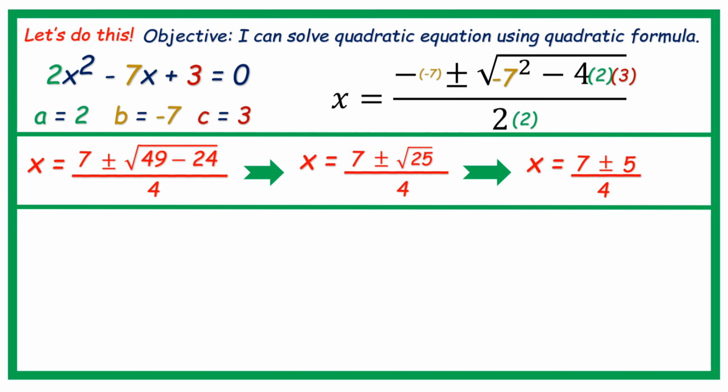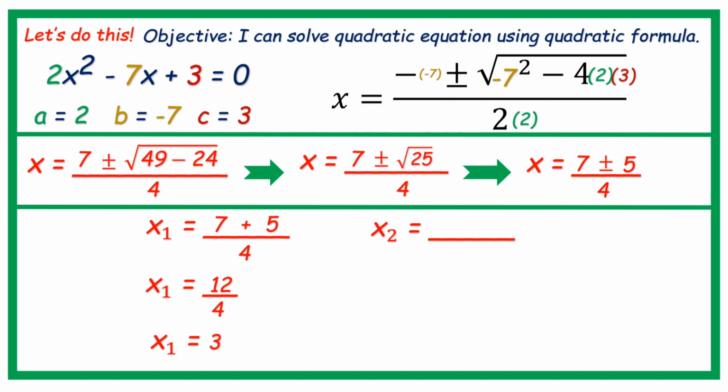What are we going to do? We're going to separate the plus and the minus by using x sub 1 and x sub 2. Our x sub 1 will be 7 plus 5, divided by 4. X sub 1 equals 7 plus 5, which is 12, divided by 4. And our answer, 12 divided by 4, our x sub 1 is 3. You got it, just like that.